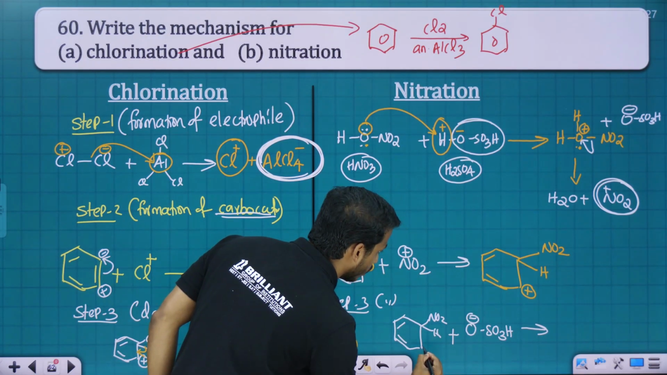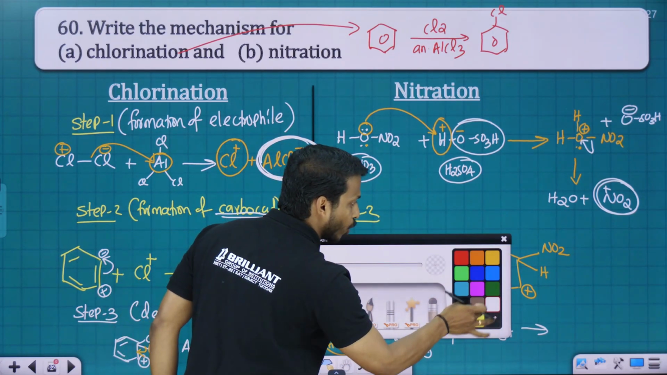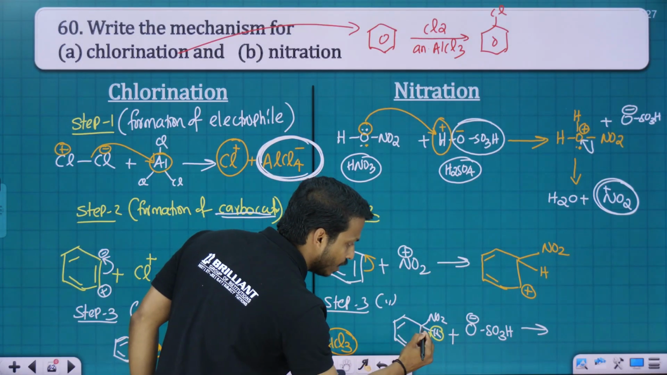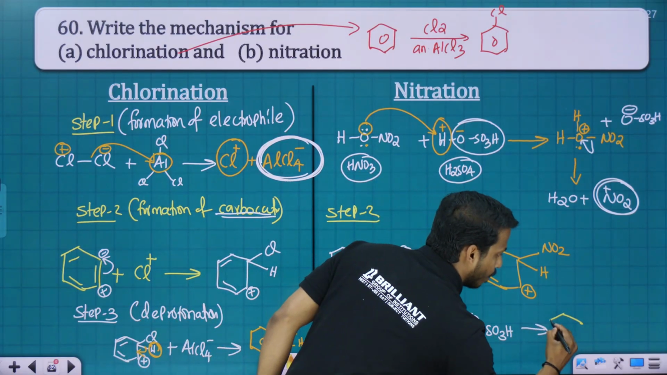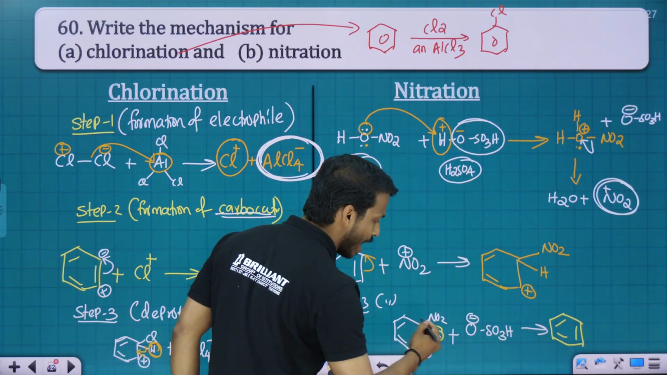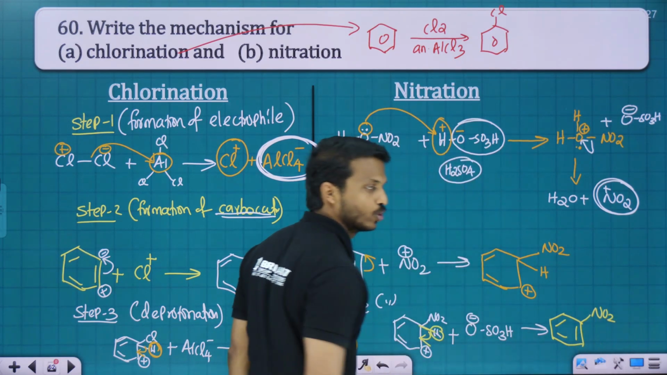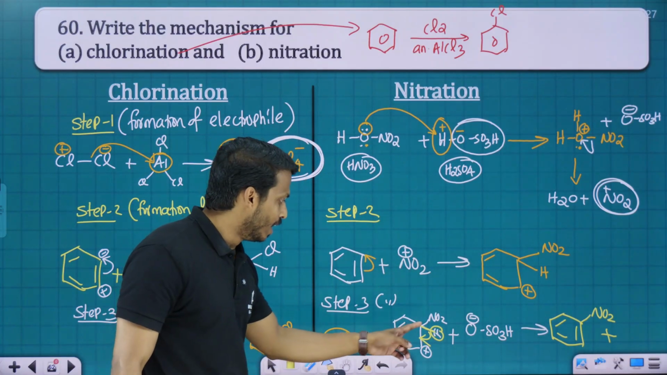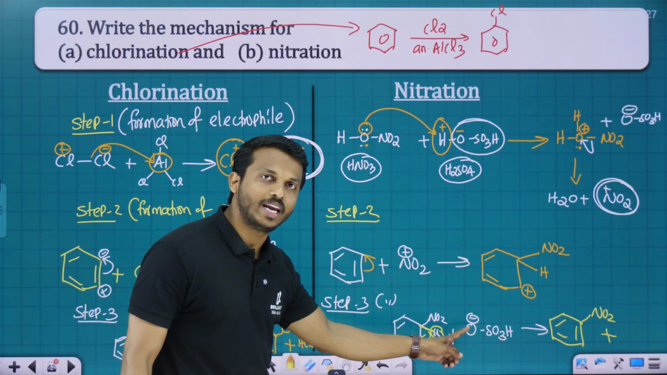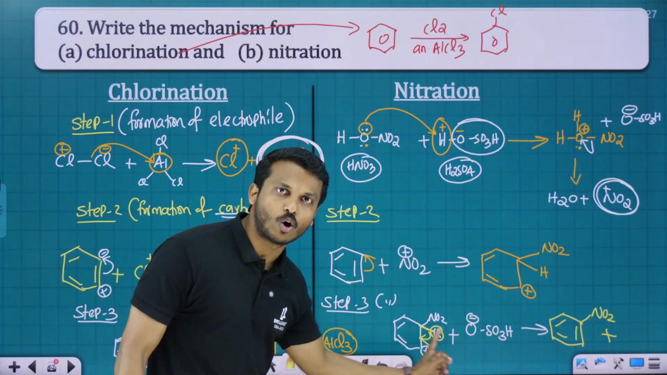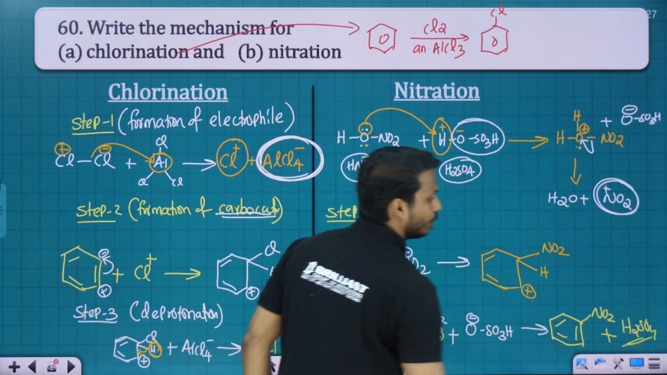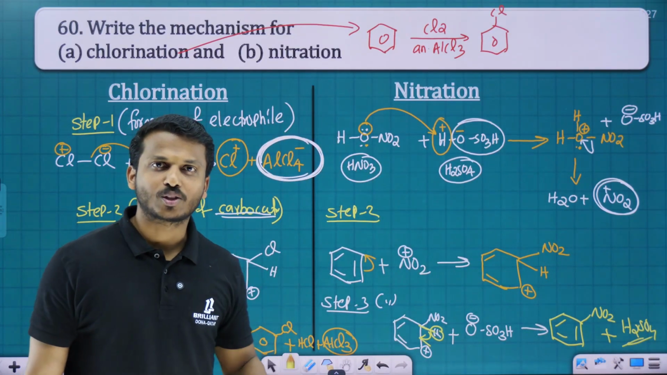NO2, H, positive, right? What happened here? Deprotonation. What is deprotonation? Removal of this hydrogen. This hydrogen gives its electrons to this bond, so we get the bond back. We got benzene back with NO2. So our product is ready: nitrobenzene. What is the byproduct? Can you guess? This H combines with O minus and SO3H. What is that overall? H2SO4. We get our H2SO4 back. So who is the catalyst actually? H2SO4.